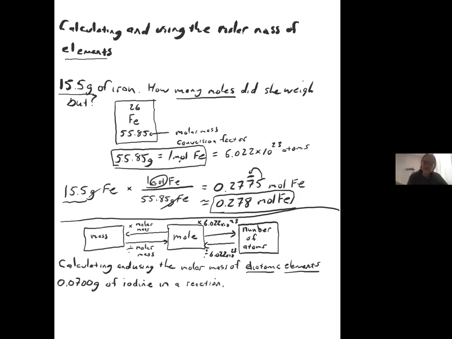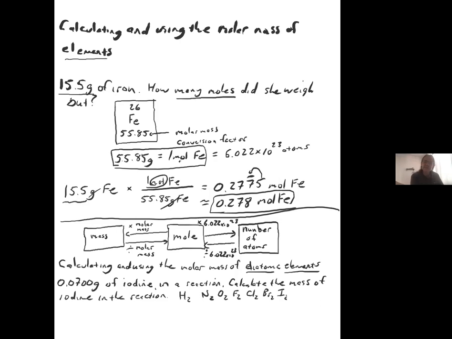So calculate the mass of iodine in the reaction. Okay, so what they're doing in this problem is having you do the same sort of calculation that we just did with iron, but they're throwing in that it's a diatomic element. And so the way you deal with the diatomic elements, let me remind you again, the diatomic elements are hydrogen, nitrogen, oxygen, fluorine, chlorine, bromine, and iodine, right? Those are your diatomic elements.